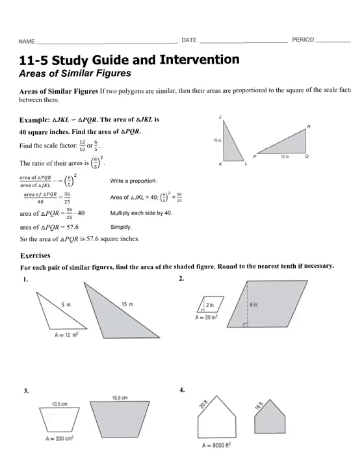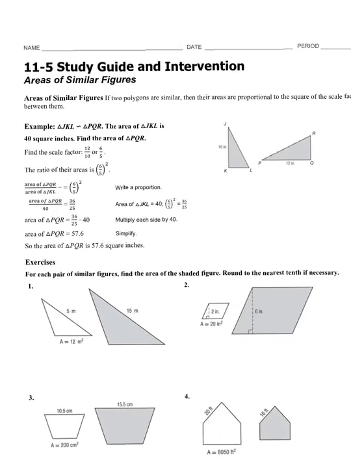So we're going to start off with just the areas of similar figures. If two polygons are similar, then the areas are proportional to the square of the scale factor between them. What that means is if I compare the areas and I do the area of one shape divided by the area of the second shape, so area of number 1 over area of number 2, I'm going to get k squared. It's the square of the scale factor.